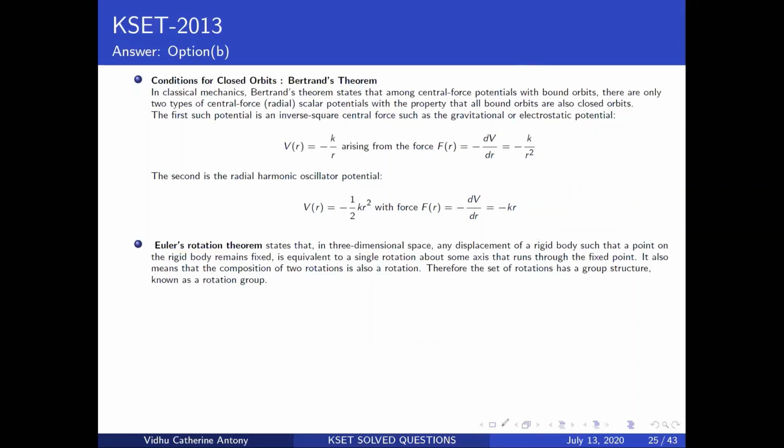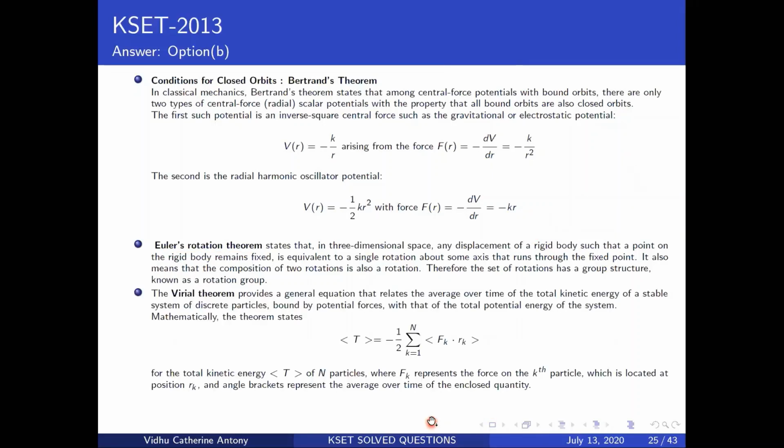Okay, so the next theorem is your Virial theorem. Basically, kinetic energy is related to the potential energy. That's what the Virial theorem states: the total kinetic energy of a stable system of discrete particles bound by potential forces is related to the total potential energy of the system. How do you know this? Basically, your F dot r is your work done, right? So that's the negative of your potential energy difference. So you end up getting your kinetic energy and the potential energy here.